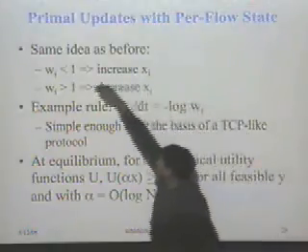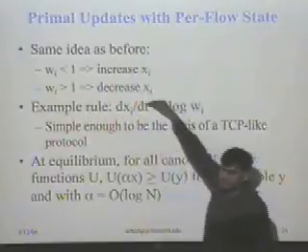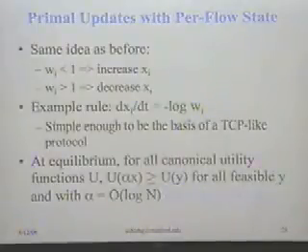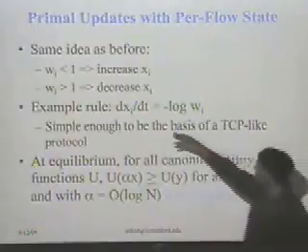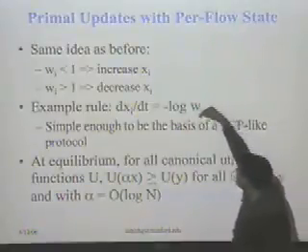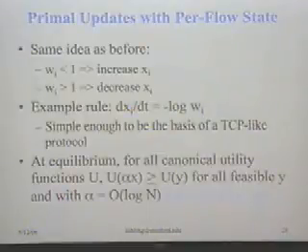If you have this per flow state or this pricing for fairness, the same idea as before. The idea is now you want to be able to start from any state. So if your total dual price is less than 1, you increase xi. If your total dual price is bigger than 1, you decrease xi. But this total price is now computed in this fair way. Right? And one example rule of doing this is saying dxi over dt is minus log of wi. If wi is bigger than 1, it will decrease. If wi is smaller than 1, it will increase. And this is simple enough to be the basis of a TCP-like protocol.